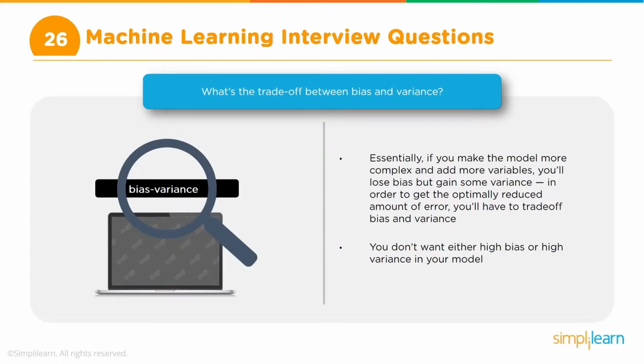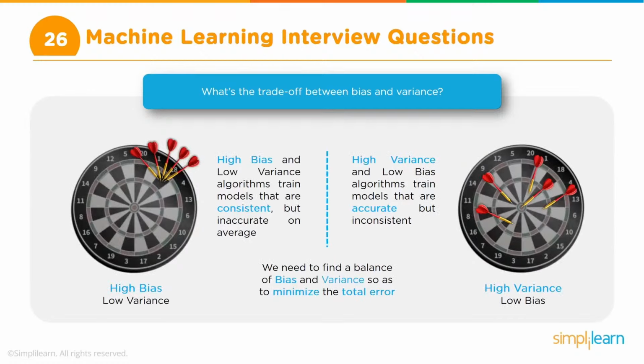So the trade-off is that you decide what is the level you will tolerate for your bias and what is the level you will tolerate for variance, and a combination of these two in such a way that your final results are not way off. And having a trade-off will ensure that the results are consistent.